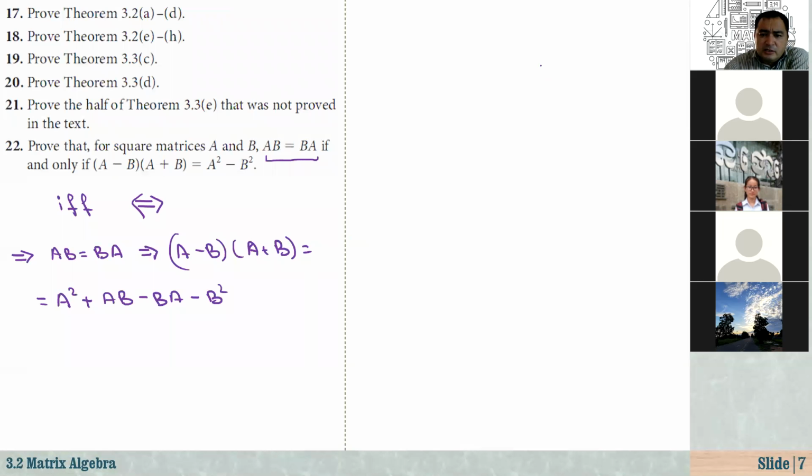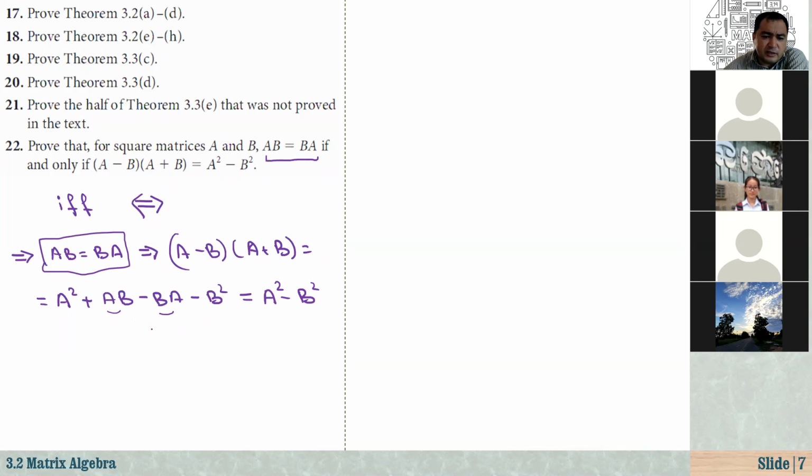Now, immediately, you can see that AB minus BA is equal to 0. It's not generally equal to 0 because we don't know that AB and BA are equal. Generally, they are not equal, right? Because matrices do not have the commutative property under multiplication. But here, in the question, it's given. If I suppose that AB equals BA, at that time, these two things are equal, so AB minus BA equals the 0 matrix. So here we have A squared minus B squared.